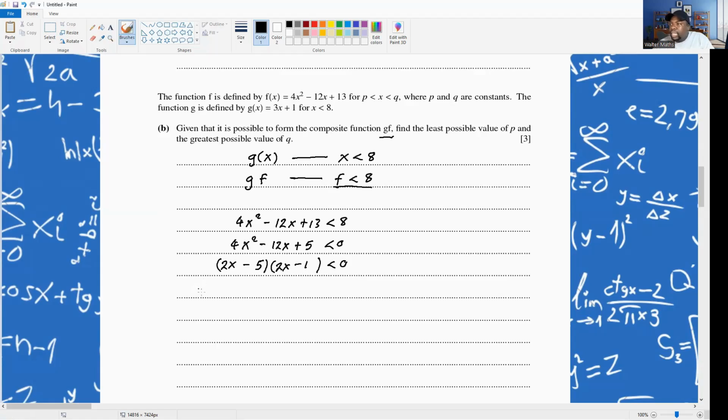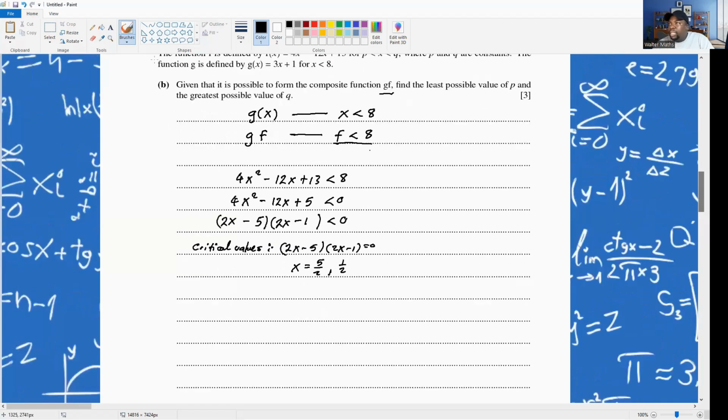Which means that the critical values that we are going to get are found when 2x minus 5 and 2x minus 1 are equal to 0. So here we'll get x coming out as 5 over 2 and x coming out as a half. All right, these are the two possible values of x. So we can now find the solution by making use of the quadratic curve. All right, so I have here the x-axis, and we will have the graph like this.